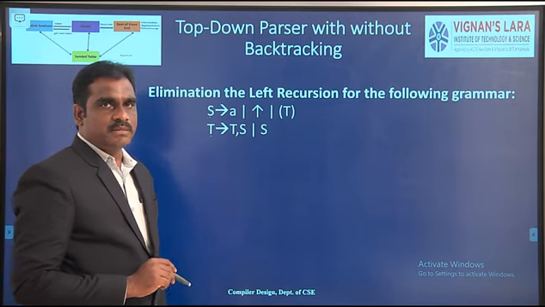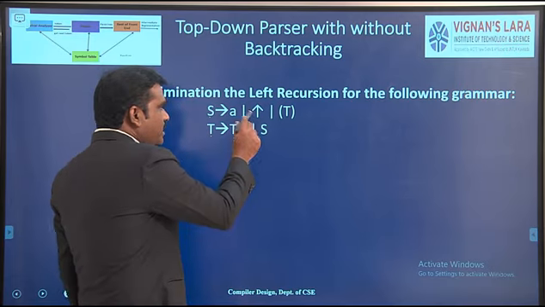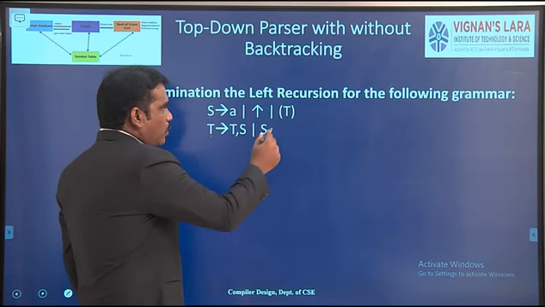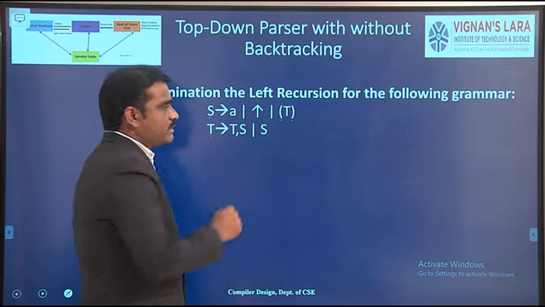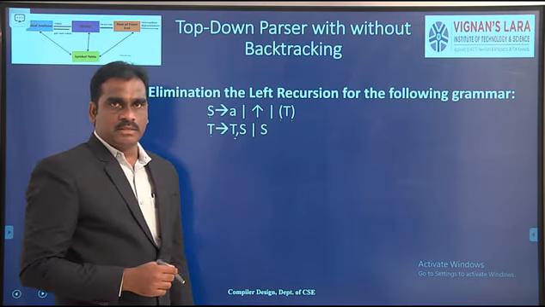So what are the terminal symbols? A is a terminal symbol. Arrow is a terminal symbol. Open parenthesis and closed parenthesis are terminal symbols. And also comma is a terminal symbol.